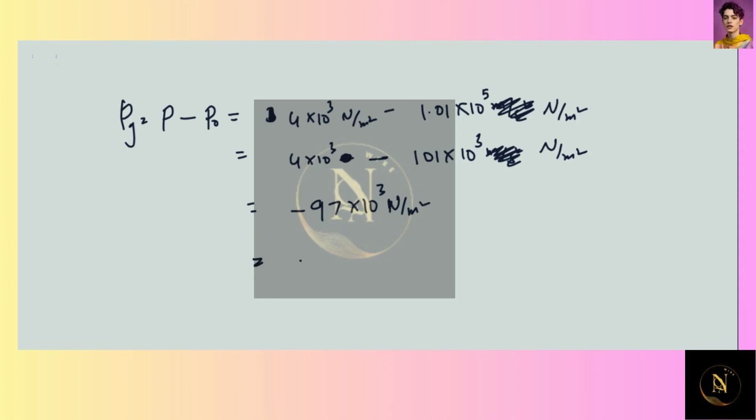So this can also be written as minus 9.7 into 10 power 4 Newton per meter square. And this is our gauge pressure. Notice that our gauge pressure is negative because our absolute pressure is less than the atmospheric pressure. Simple as that.